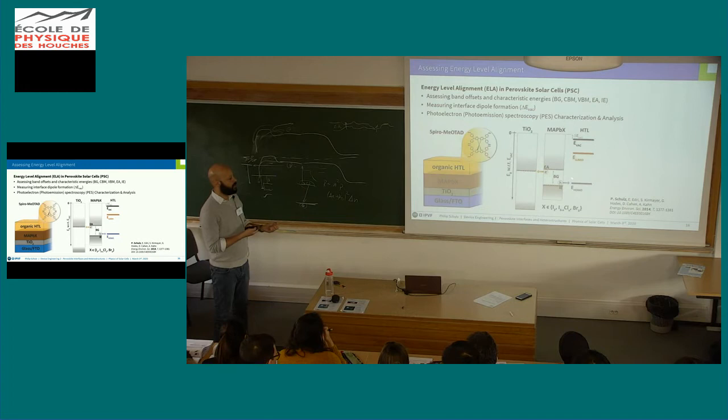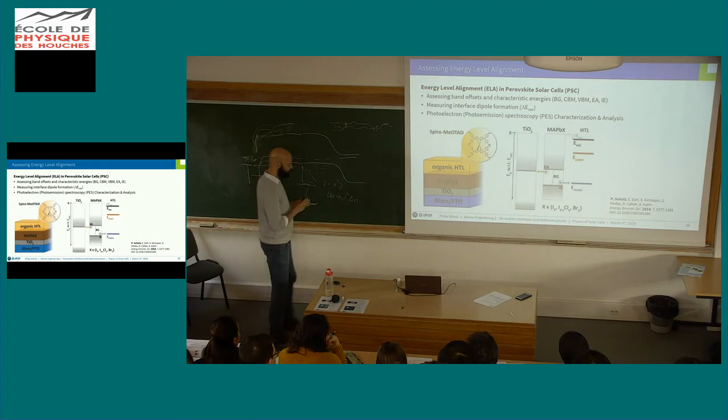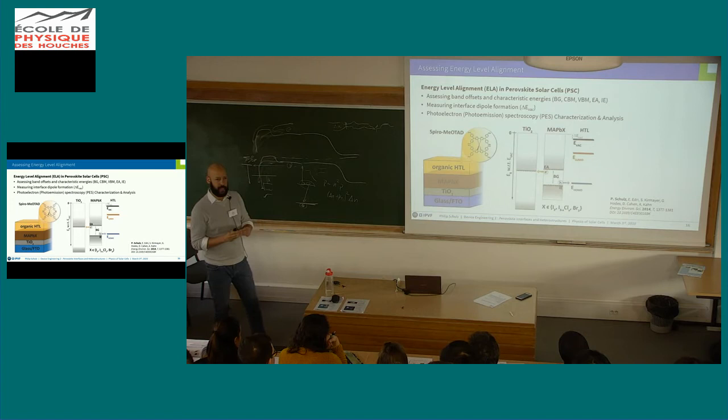And then on the other side, you have the organic hole transport layer. And there the alignment in organics is often described by vacuum level alignment. And if this holds true for this combination of materials, again, unclear, and if you have an interface dipole that would shift the vacuum level, where would it put your HOMO level in order to extract holes? Again, something that needs to be assessed experimentally.